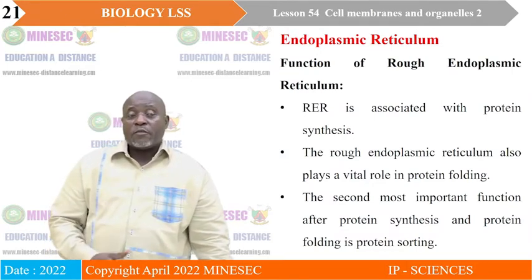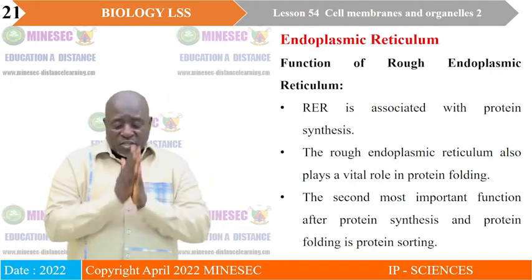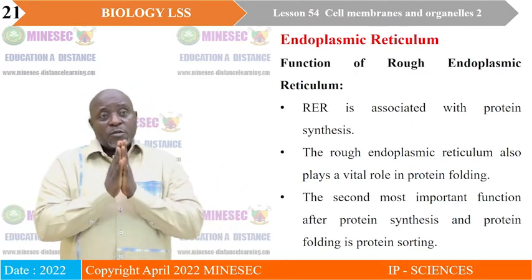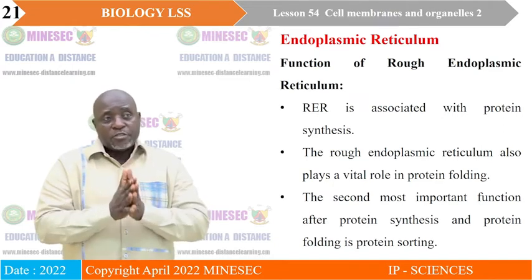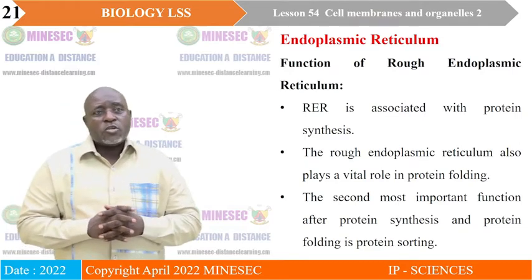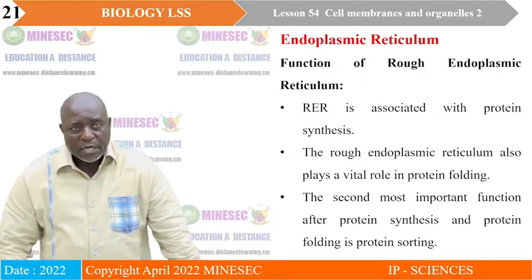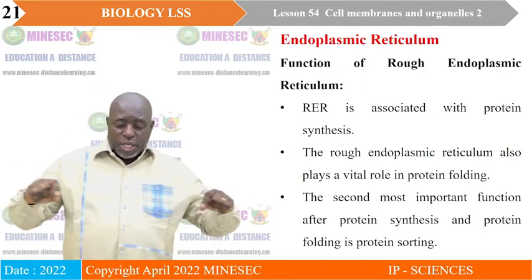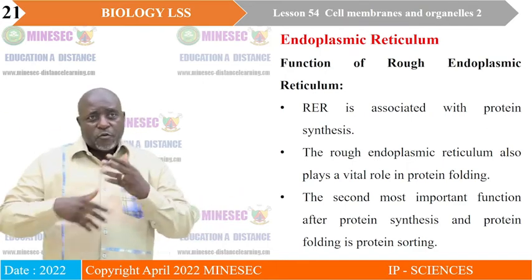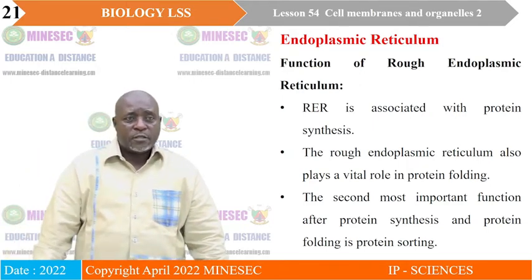So what are some of its summary functions? The first one is that rough ER is associated with protein synthesis. That one is very clear, because there are ribosomes, and we have seen the role of ribosomes in protein synthesis. The second function is that they also play a very important role in protein folding. Remember that proteins are synthesized as a long primary chain. They are folded to secondary, folded again to tertiary, folded again to quaternary. This folding process of proteins is the work of the rough endoplasmic reticulum.